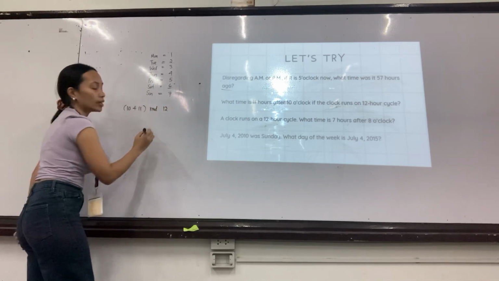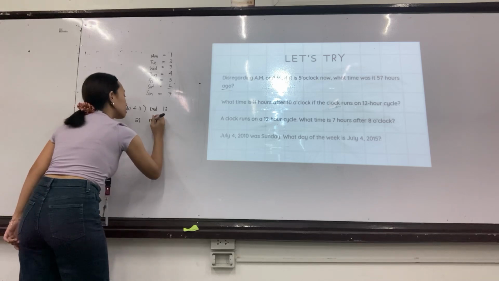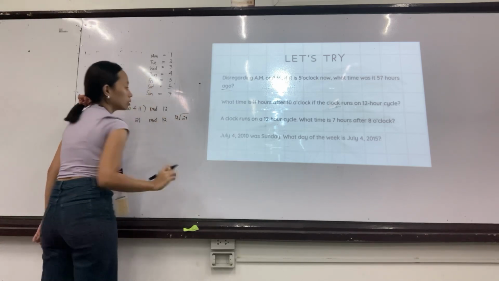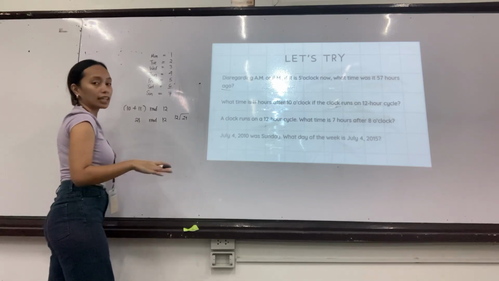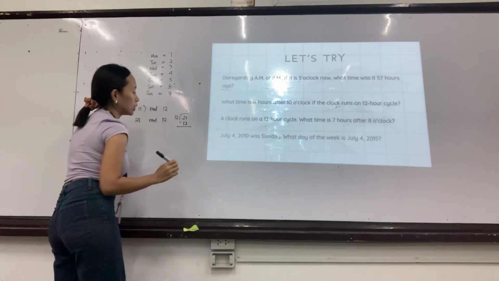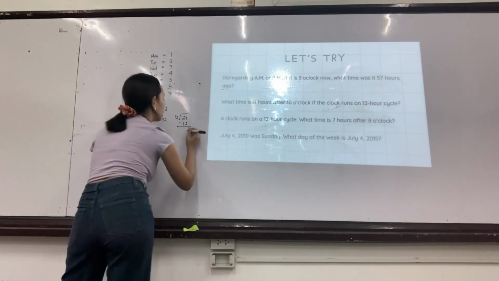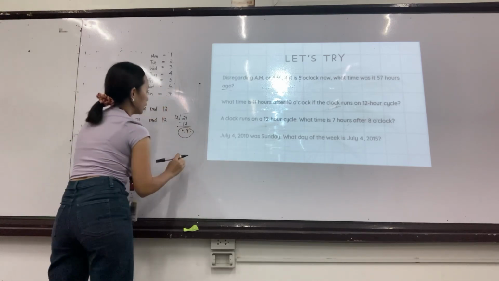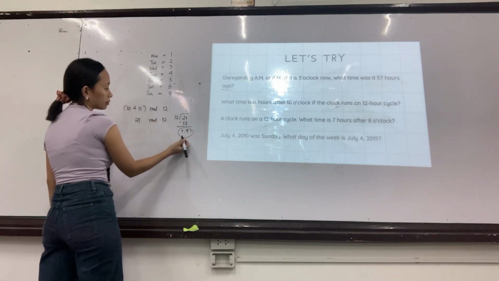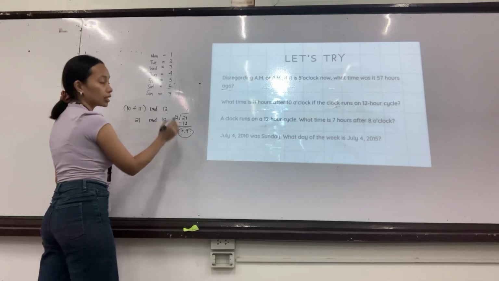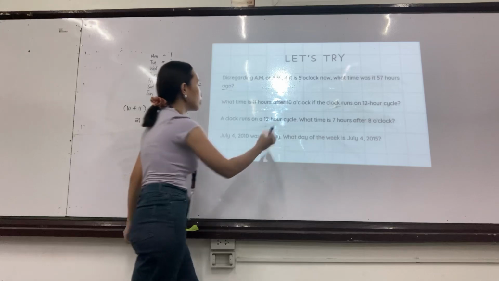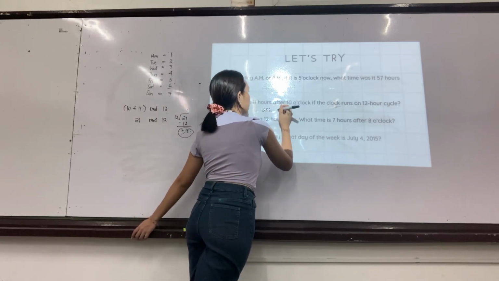So 10 plus 11 is 21. So we divide 21 with 12. 12 times 2 is 24, so it cannot be. So we only use 1. Then 21 minus 12 is equal to 9. So our remainder is 9. It's still right because it doesn't go beyond the value of 12, right? So 9 o'clock is our answer for the second problem.